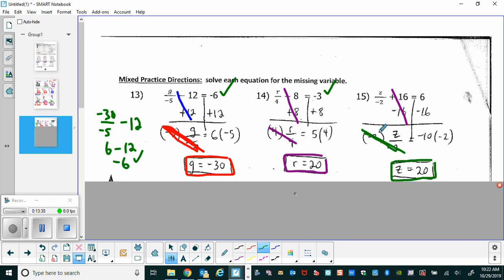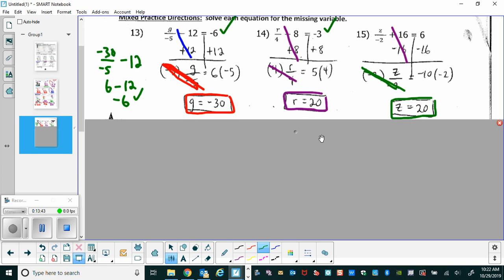All right, so that takes care of me trying to show you guys how to show the work to solve for an unknown number. We're solving for a variable.